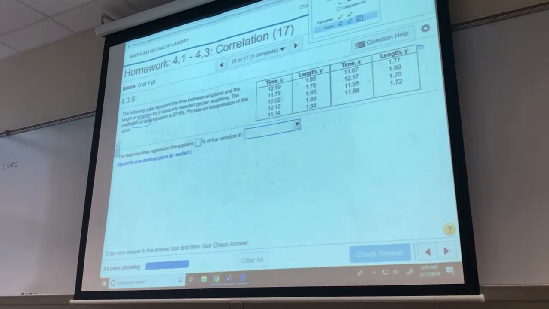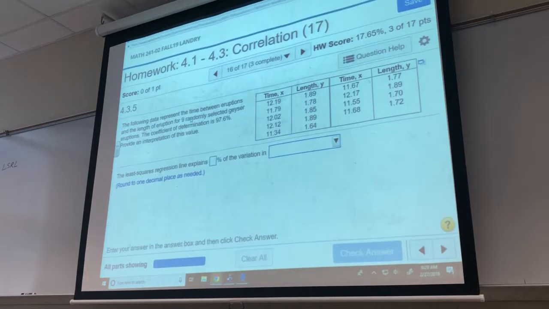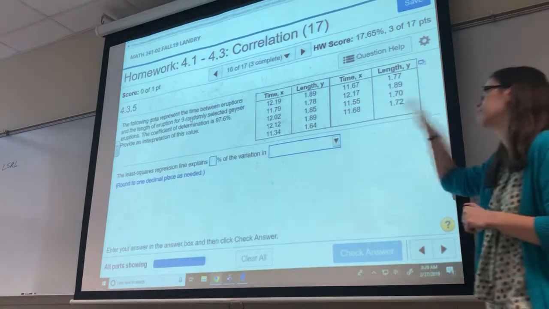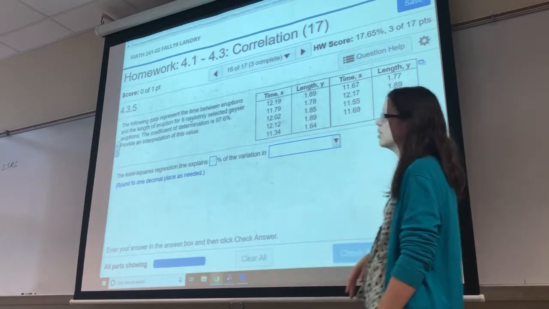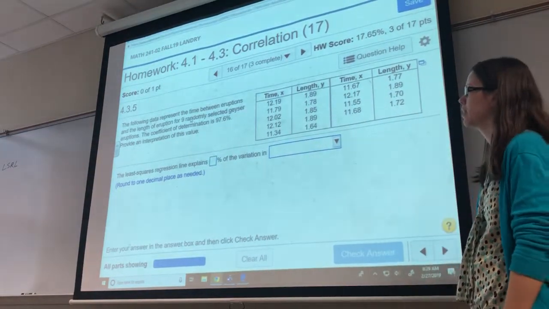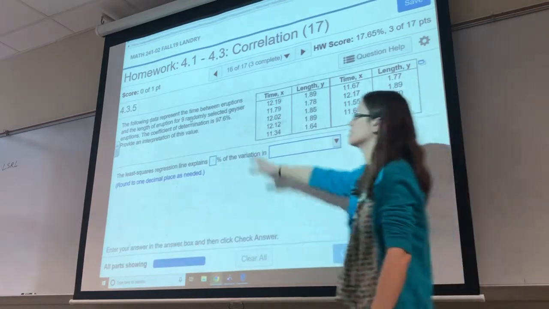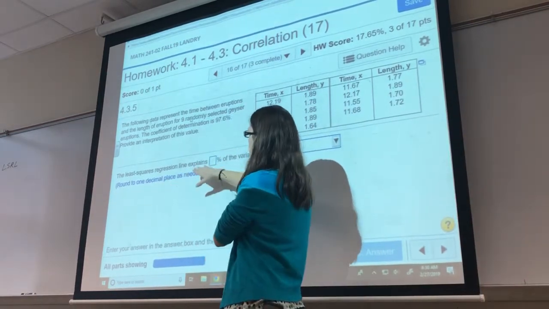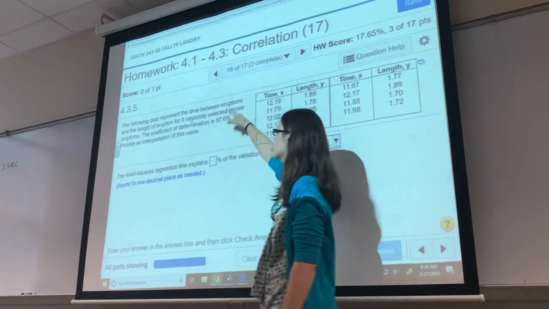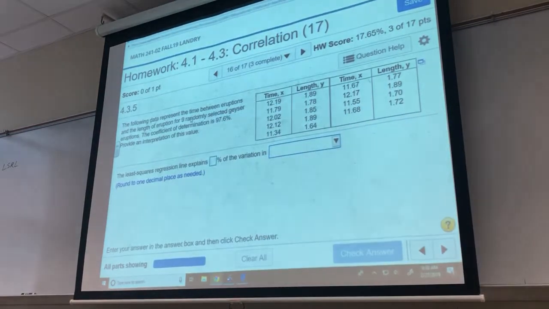So this one you don't actually have to put in your calculator because they give you the value for you. You could put it in, and when you do, you should get this value back for your coefficient of determination. So if you know your coefficient of determination is 97.6, by definition of what the coefficient of determination is, it means that the amount of variability in your y value that's explained by the least squares regression line is the same thing as this number up here. So here it says the least squares regression line explains, and this is the same thing as your coefficient of determination, which is 97.6.